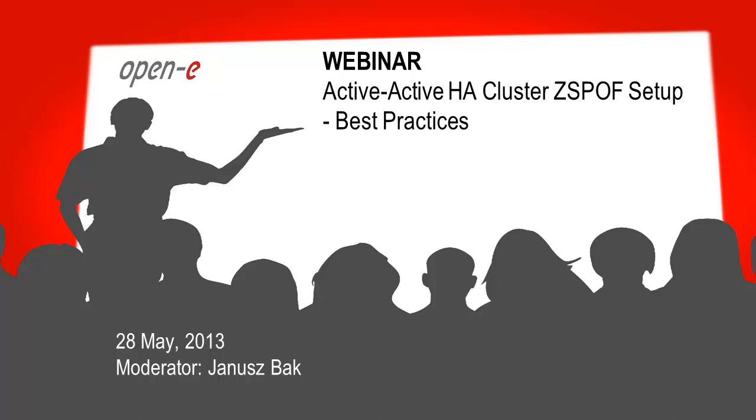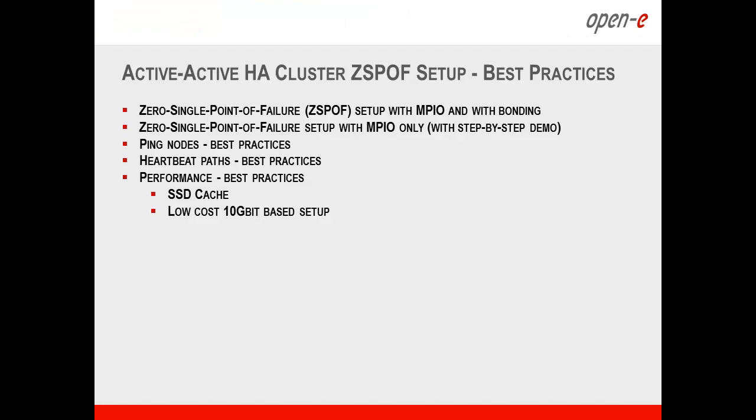Today we are going to talk about active high available cluster, zero single point of failure configuration, and what the best practices are here, what kind of options we have, how to configure if we have 1 gig Ethernet, what happens when we have 10 gig Ethernet, and also we will discuss performance practices.